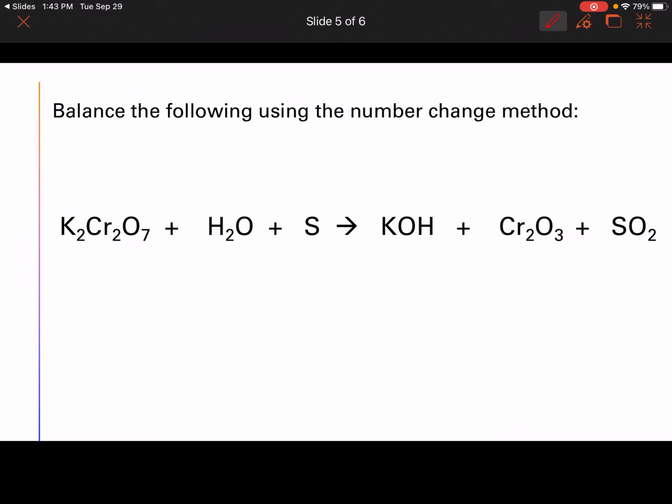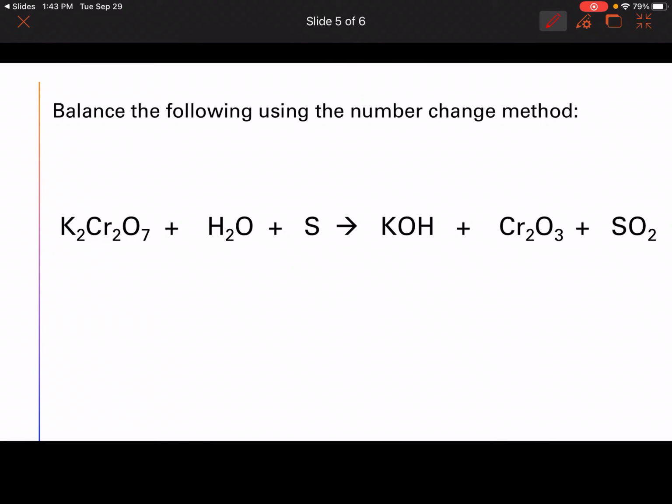Now, obviously, this one is more complex, so this one would be a little tougher to balance using just inspection, because it's got a lot of different things going on here, right? Lots of oxygens, lots of whatever. So what we're going to do, we're going to use our strategy here, where your very first step is going to be to identify the oxidation numbers and then go from there.